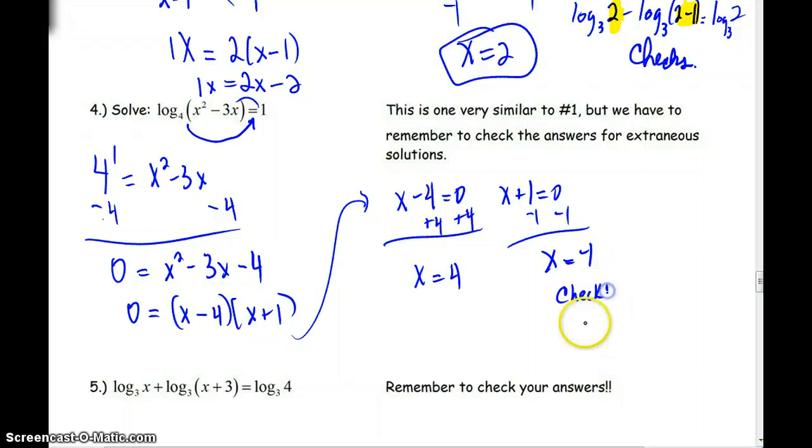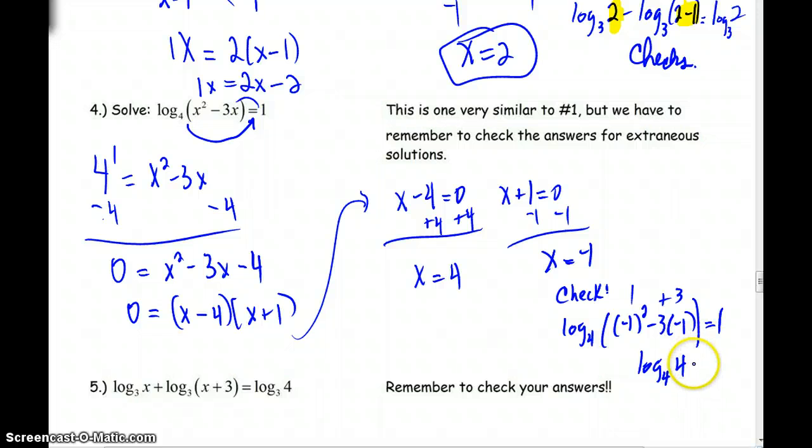Let's do a quick check. Log base 4, you'd have negative 1 squared minus 3 times negative 1 equals 1. Negative 1 squared is a 1. Negative 3 times negative 1 is a plus 3. Guys, the inside is positive. It's just going to be a 4. This works. It's going to be fine.